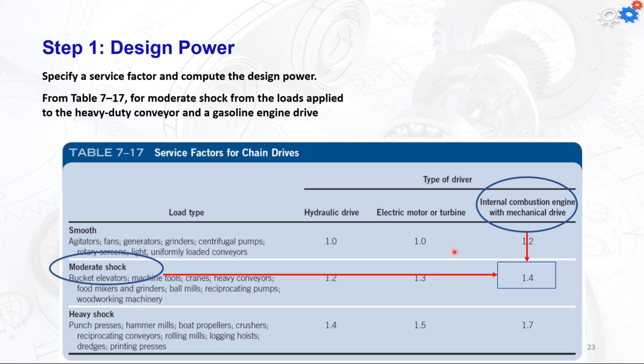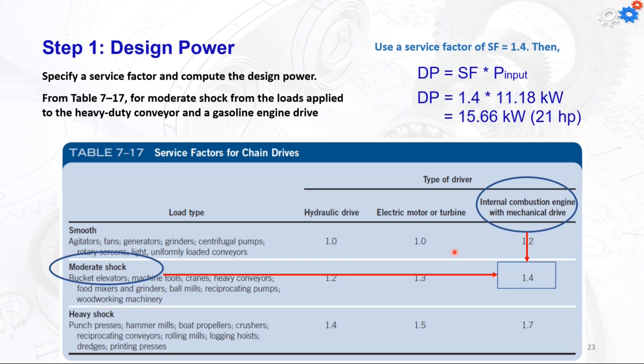Now I am going to do the calculation for the design power, and this will be equal to the input power, which is 11.18, multiplied by 1.4, and this will give me the value to be 15.66 kilowatt. Divide that by 0.75 and it is going to be 21 horsepower. That's it.